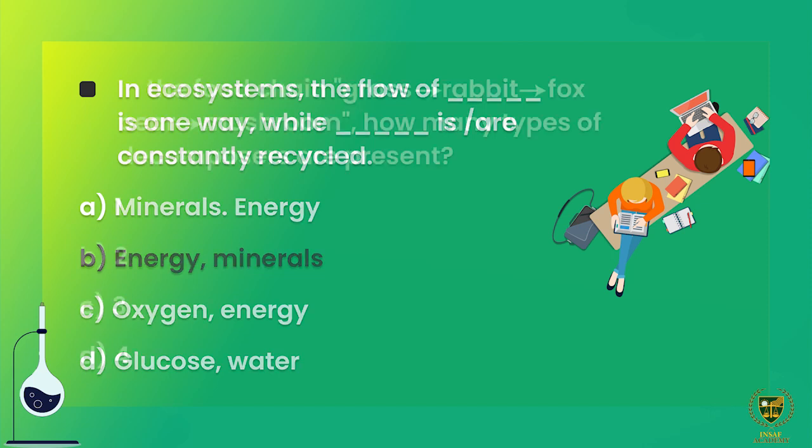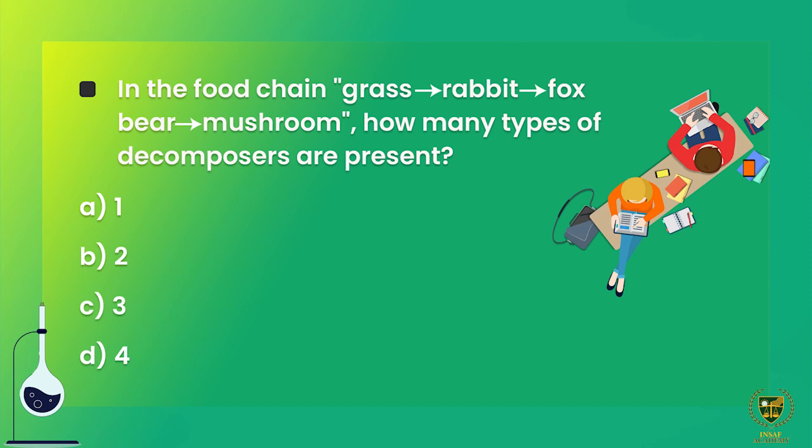Here we have another question. In the food chain, grass, rabbit, fox, bear, mushroom, how many types of decomposers are present? So dear students, grass is a plant, that's a producer. Rabbit, it's a primary consumer. Fox, it is a secondary consumer. While bear, it is a tertiary consumer. While mushroom, that is a fungus, it is a decomposer. So in this food chain, only one decomposer is present, that is mushroom. So the correct answer for this question is alpha, that is 1.